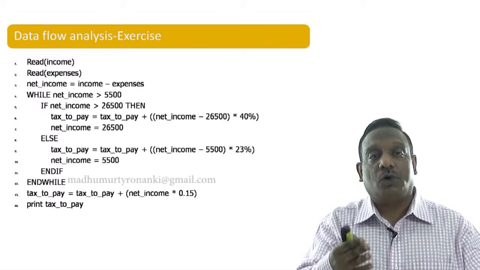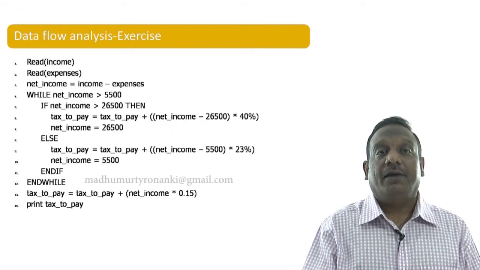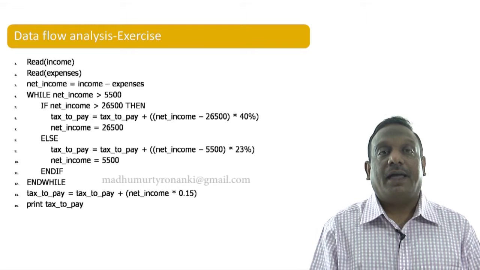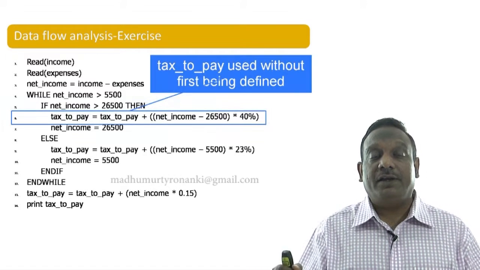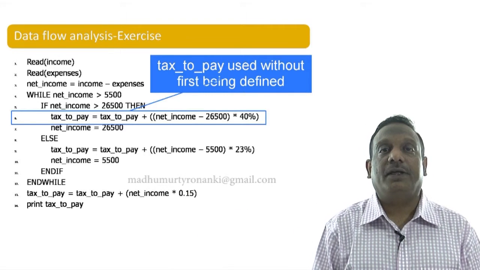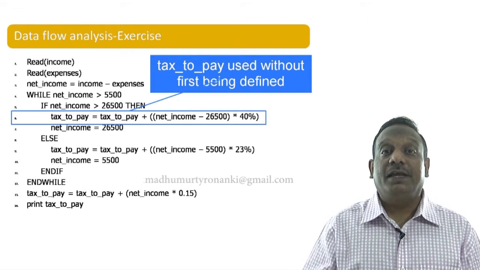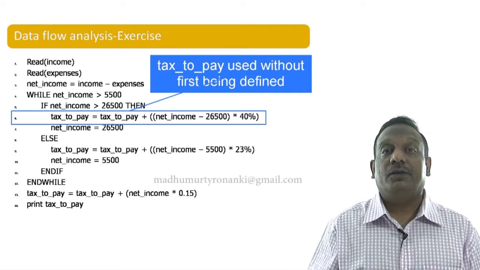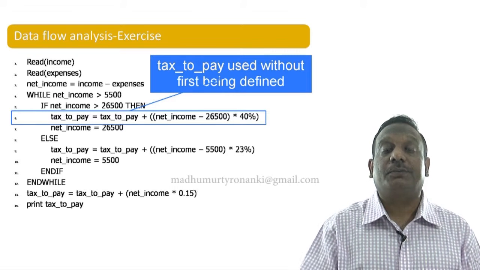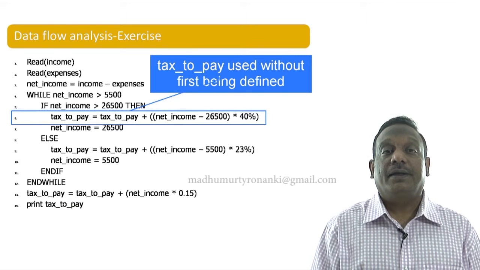But we have to analyze throughout the path of the logic how they are being done. Now, the next variable is tax to pay. Has tax to pay been defined? How is it being defined? Tax to pay is equal to tax to pay plus some formula there. So here, after the equal to, the tax to pay is being used even before being defined. So that is a flaw. Tax to pay is being used without first being defined. That is wrong data flow design. So that is the problem in this place.